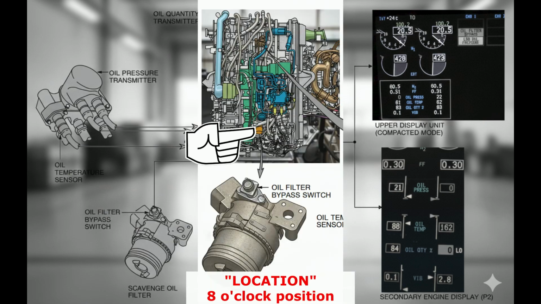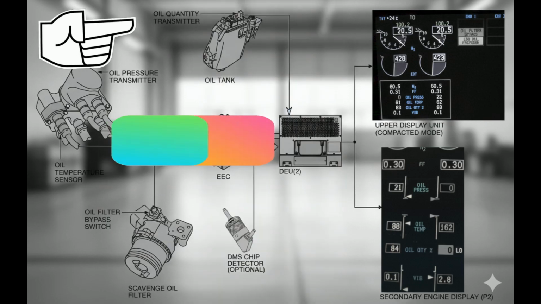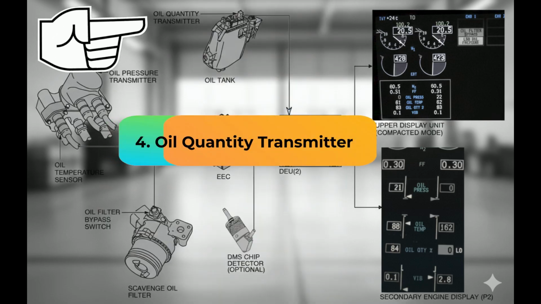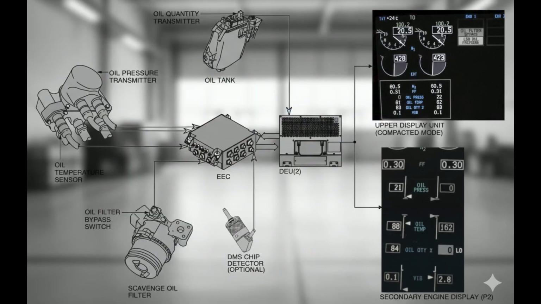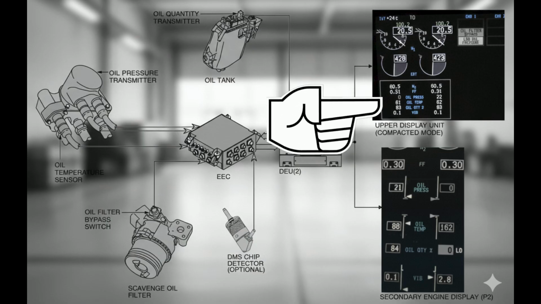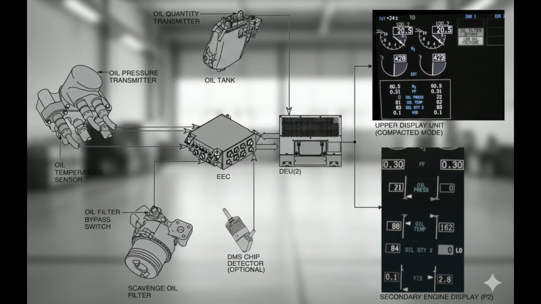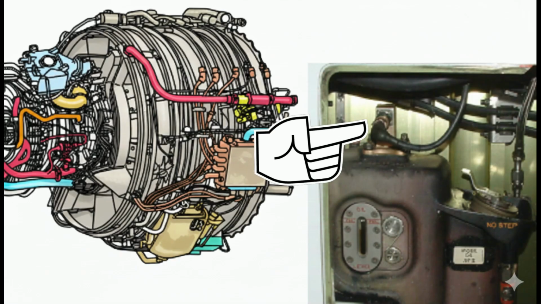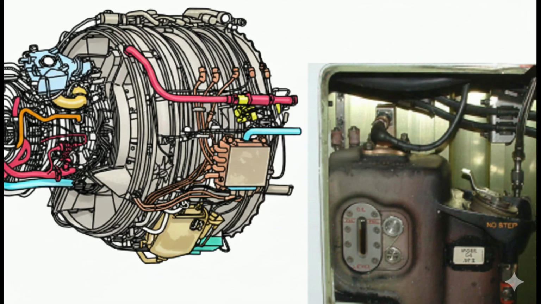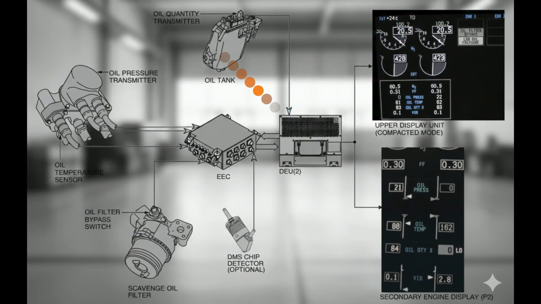Location. The oil filter bypass switch is located on the scavenge oil filter assembly at the 8 o'clock position on the left side of the fan case. 4. Oil quantity transmitter. The oil quantity indication system displays engine oil quantity data, typically on the upper display unit of the P2 panel in the cockpit. The system uses an oil quantity transmitter to measure the fluid level within the oil tank. Note, unlike other sensors, the oil quantity transmitter sends data directly to the display electronic units. This data does not pass through the electronic engine control.